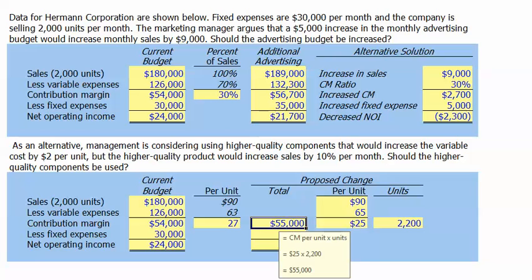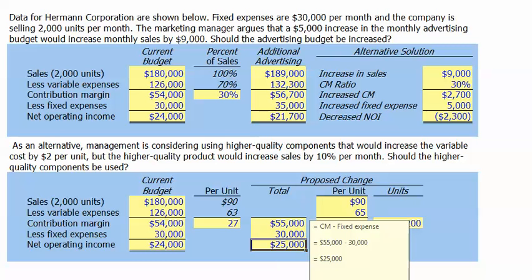Our contribution margin will increase to $55,000. Since there's been no change in our fixed costs, we will see our net operating income increase from $24,000 to $25,000. The alternative of increasing our quality of our components and our variable costs with increasing sales seems like the better plan.